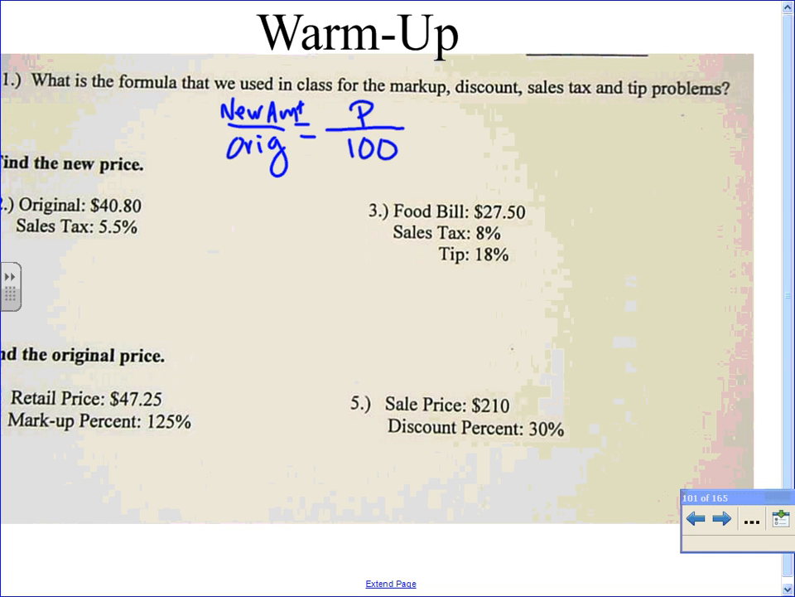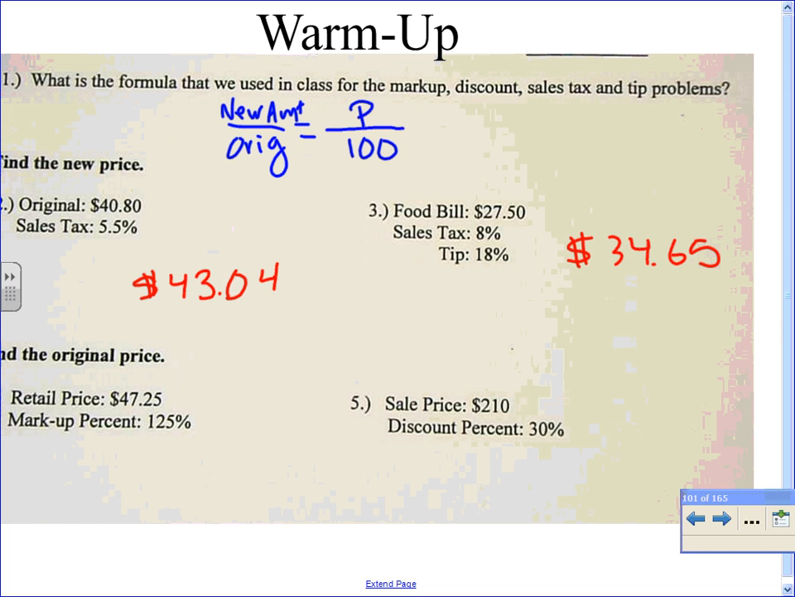Okay, so let's go through the answers for 1 through 5 or 2 through 5, and if you need me to show you the proportion, I will. Okay, Zach, let's start with you for number 2. Good. Annalise, number 3. Awesome. Sean, number 4. You're given the retail and the markup. You need to find the new price.